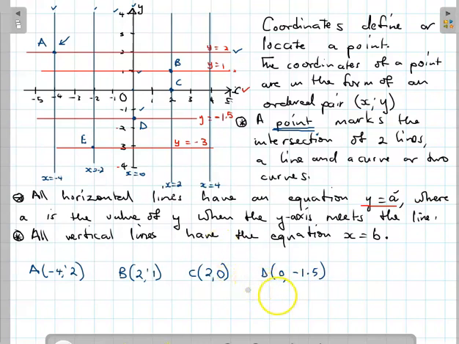Now, when you're writing D, you can write it in different ways. You can write it as D is (0, -1.5). You can write it as D is (0, -3/2). All these are acceptable ways of representing that point. And then let's talk about point E. Point E is the intersection of this line, which is x equal to -2, and the line y equal to -3. So E is (-2, -3).